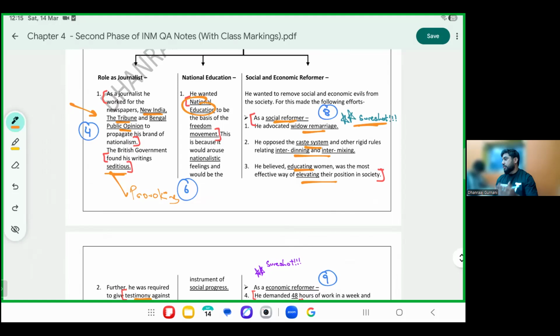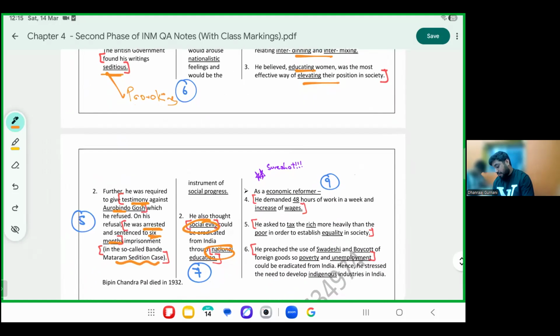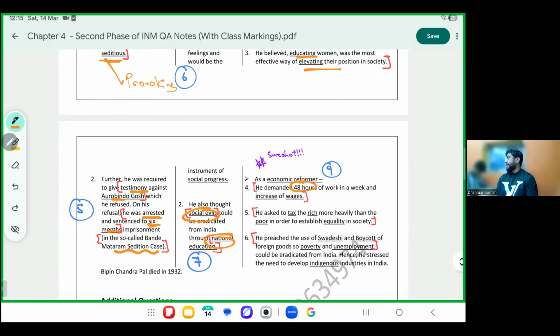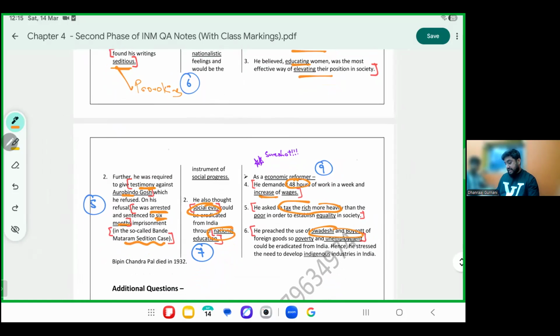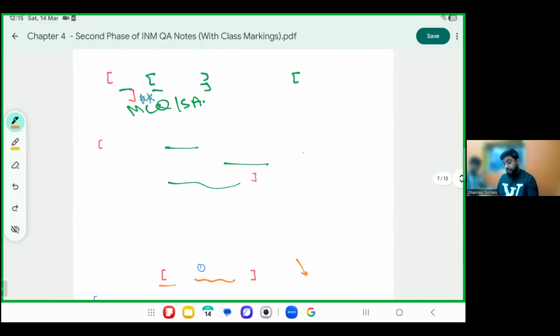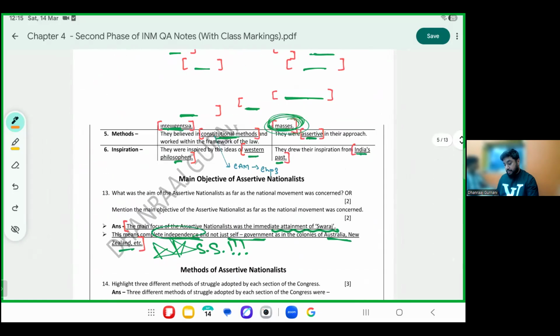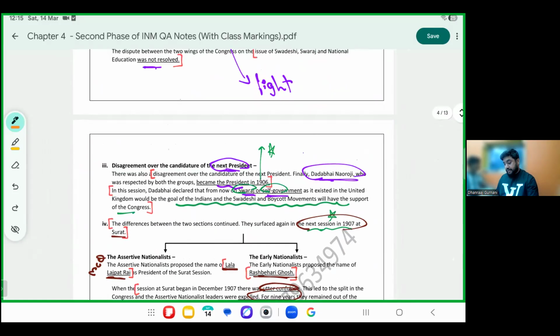He said, I'll improve the society on modern thought. As an economic reformer, 48 hours of work, he said. Increase in wages, tax the rich higher, and do Swadeshi and boycott. Please take 1 second. This completes your chapter numbers in a quick manner. I'll come to the page whichever you want.